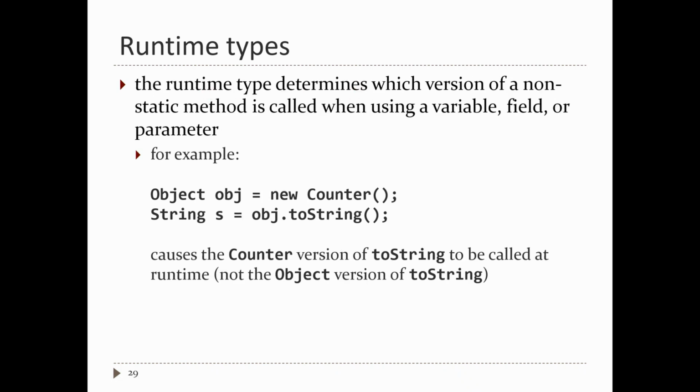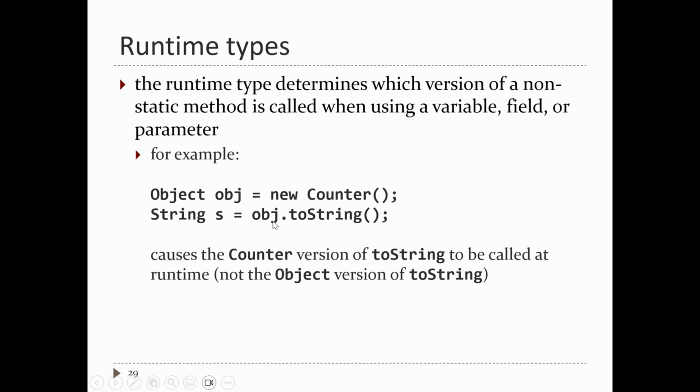The runtime type determines what version of a non-static method is called when you use that variable. So here I've got Object obj. The declared type of obj is Object. The actual type of obj, though, is a Counter. So in fact, obj does refer to a Counter object.